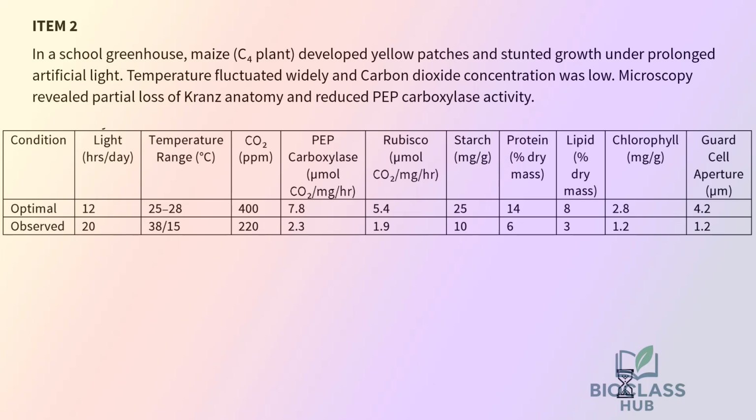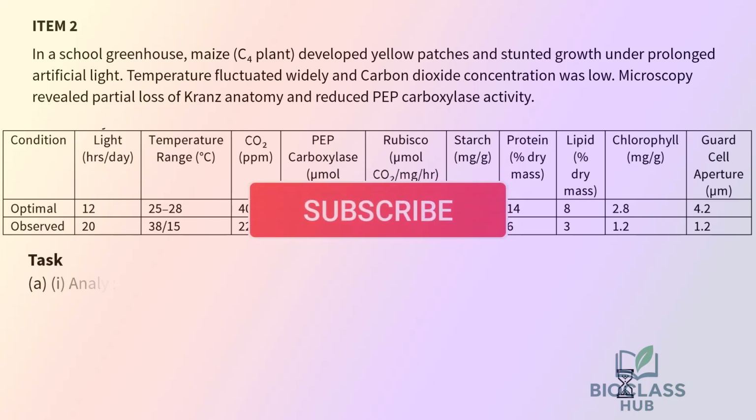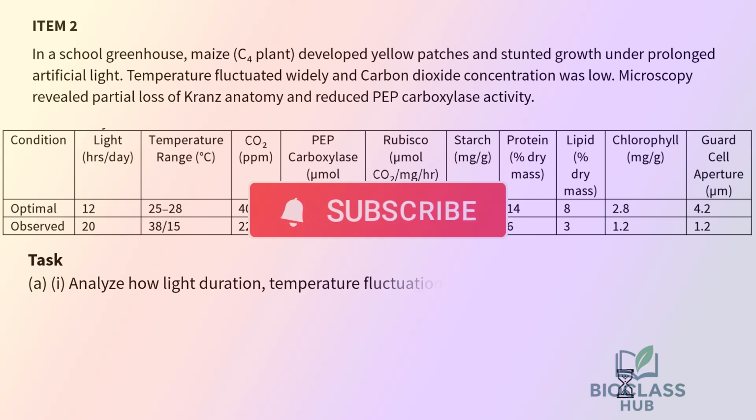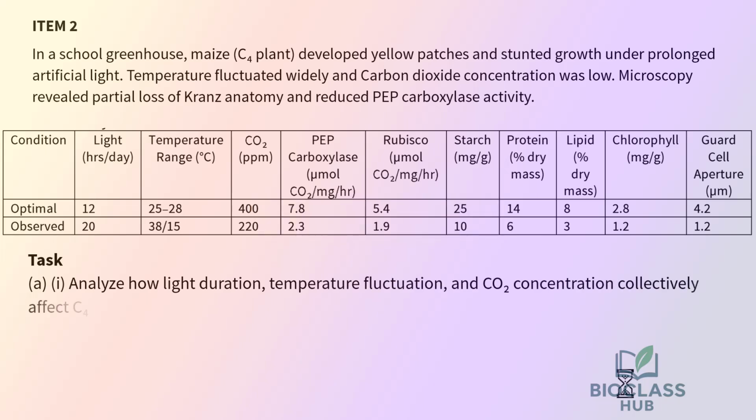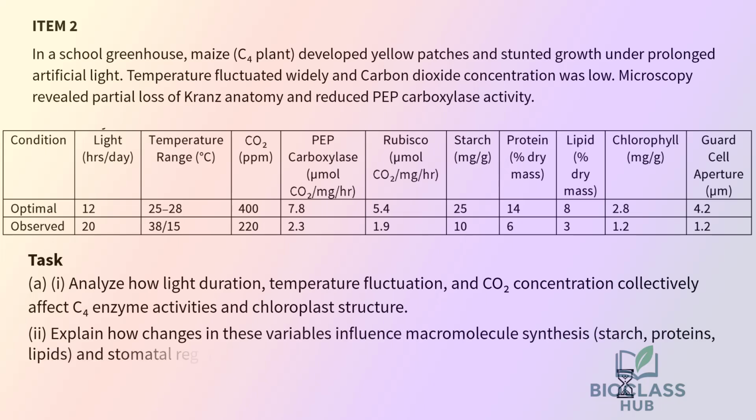Analyze the data table. Task. Part A. Roman numeral 1. Analyze how light duration, temperature fluctuation, and carbon dioxide concentration collectively affect C4 enzyme activities and chloroplast structure. Roman numeral 2. Explain how changes in these variables influence macromolecule synthesis, starch, proteins, lipids, and stomatal regulation.